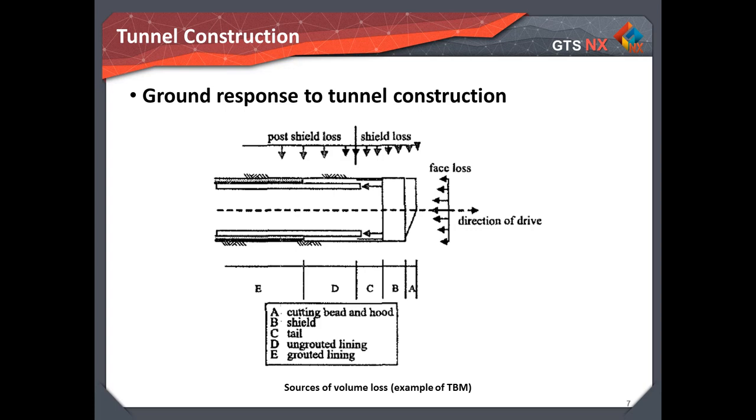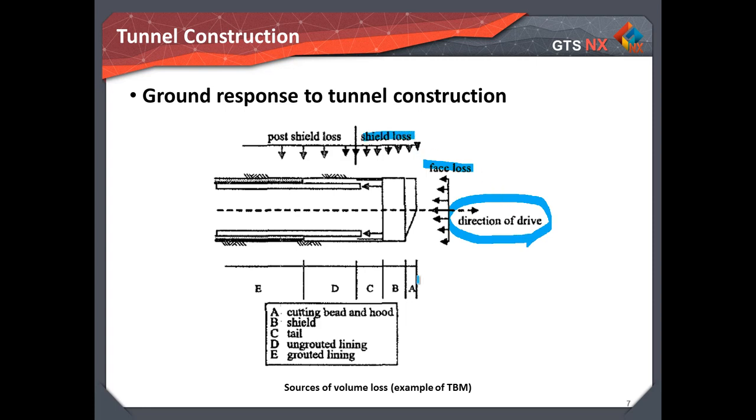During the driving of a tunnel, there are various distinct causes of loss of ground into the excavation. The figure shows, as an example, a conventional shield tunneling machine geometry and highlights the sources of short-term volume loss discussed here. First, face loss. Loss first occurs into the face of the excavation, causing ground settlements to appear at the surface ahead of the tunnel. This loss can be reduced through the use of a closed-face TBM, compressed air, slurry shield, or EPB machine.